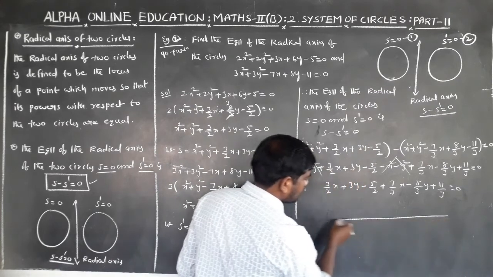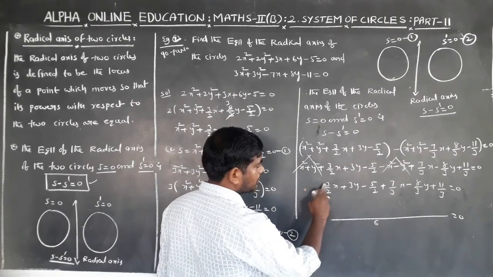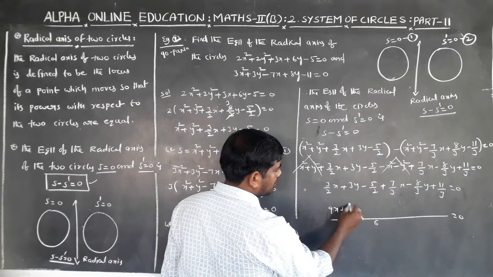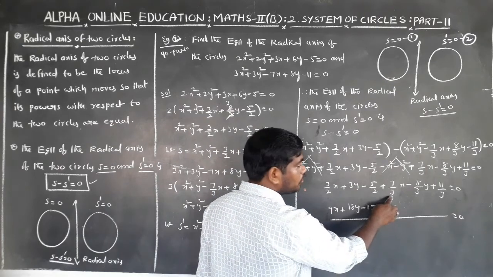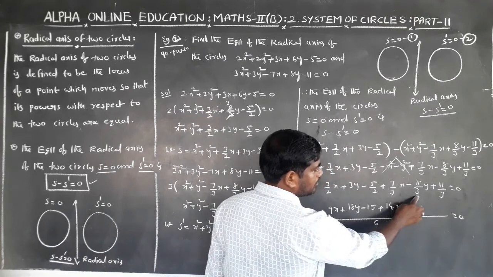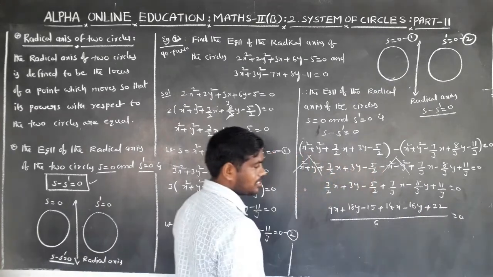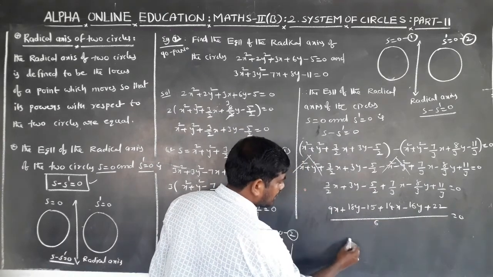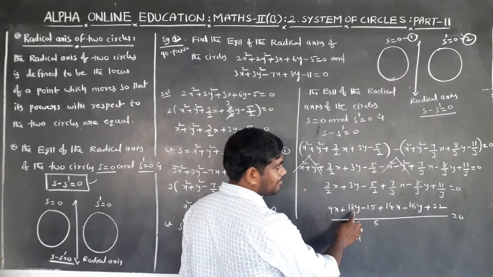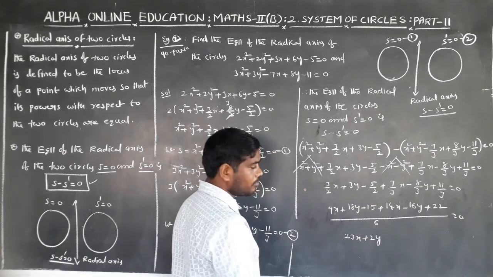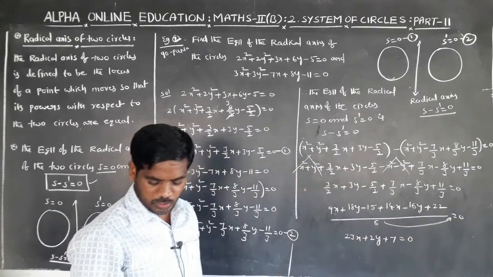Taking the LCM of 2 and 3, which is 6: 6 by 2 is 3, 3 threes are 9x plus 6 threes are 18y. 6 by 2 is 3, 3 fives are 15. 6 by 3 is 2, 2 sevens are 14x. 6 by 3 is 2, 2 eights are 16y. 6 by 3 is 2, 2 elevens are 22, is equal to 0. 9x plus 14x is 23x, 18y minus 16y is 2y, minus 15 plus 22 is 7. Taking 6 to the right side gives 0.